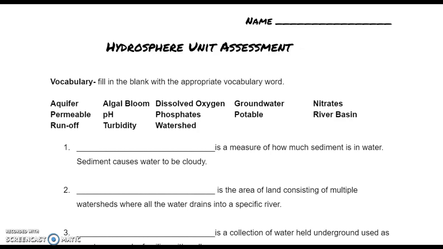Number 1. Blank is a measure of how much sediment is in water. Sediment causes water to be cloudy. Number 2. Blank is the area of land consisting of multiple watersheds where all the water drains into a specific river.